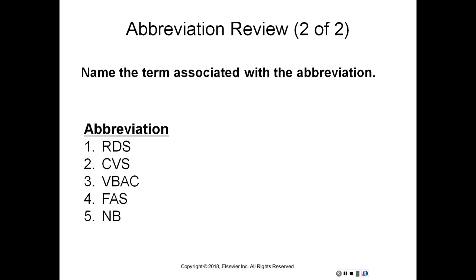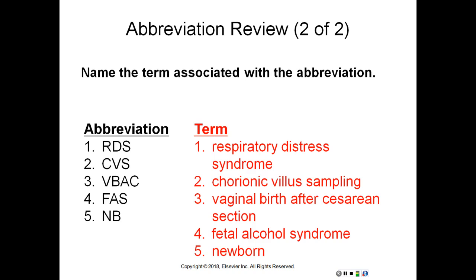And then here's a few more. RDS is respiratory distress syndrome. CVS is chorionic villus sampling. VBAC, vaginal birth after cesarean section. FAS, fetal alcohol syndrome, and NB is newborn.